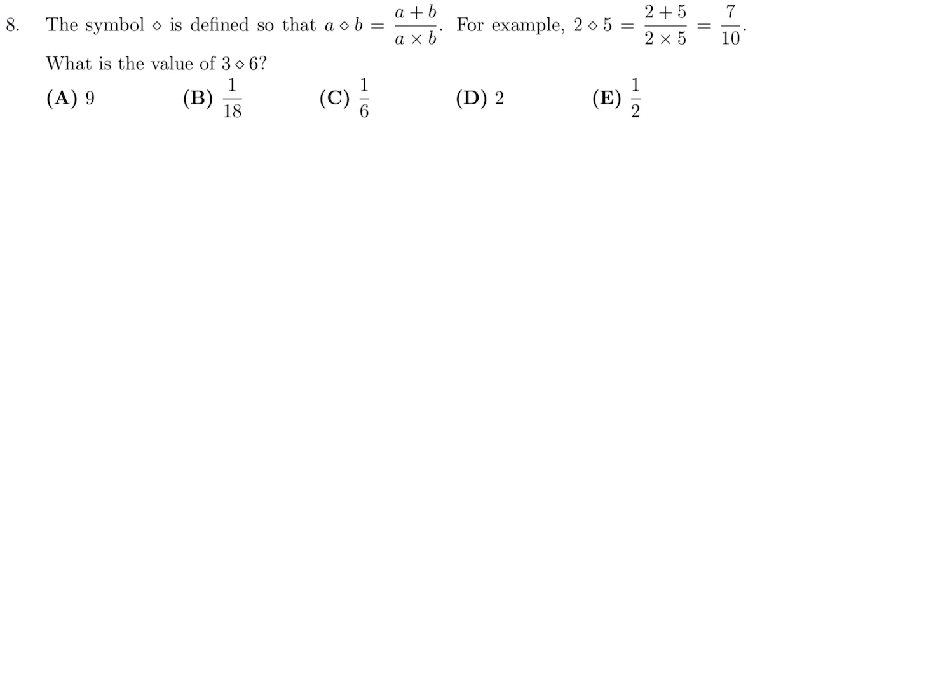The symbol is defined so that a symbol b is (a plus b) over (a times b). For example, 2 symbol 5 is 2 plus 5 over 2 times 5, which is 7 over 10. What is 3 symbol 6? According to this definition, it will be 3 plus 6 over 3 times 6. And therefore that's 9 over 18, and that's 1 over 2. So number 8, the answer is E.